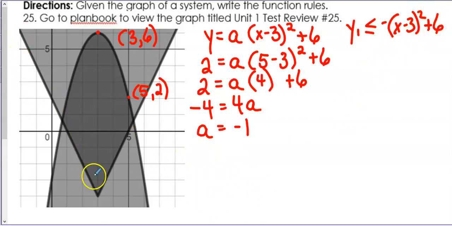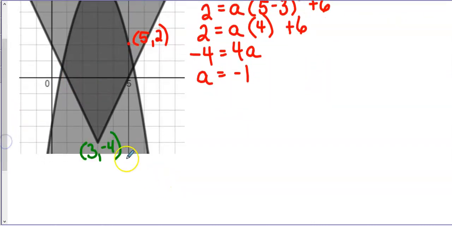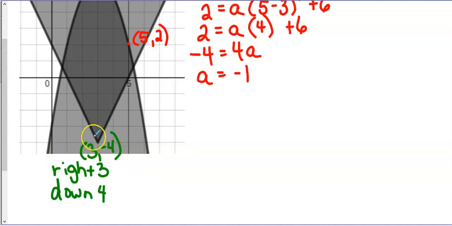And then the absolute value one is going to be everything above, or greater than. So that one's going to be a greater than. So let's look at our absolute value. I have my vertex at 3, -4. So that means it moved right 3 and down 4. So I can write my equation from that. I also can just look at the slope and tell what the a value is going to be. So it is 1, 2 over 1. So the slope, so a equals 2.